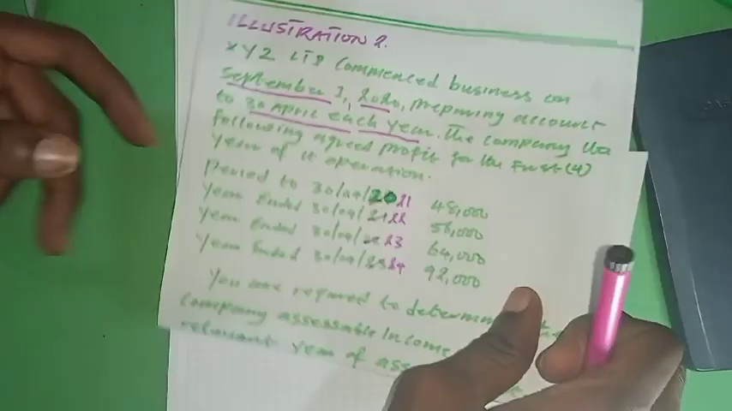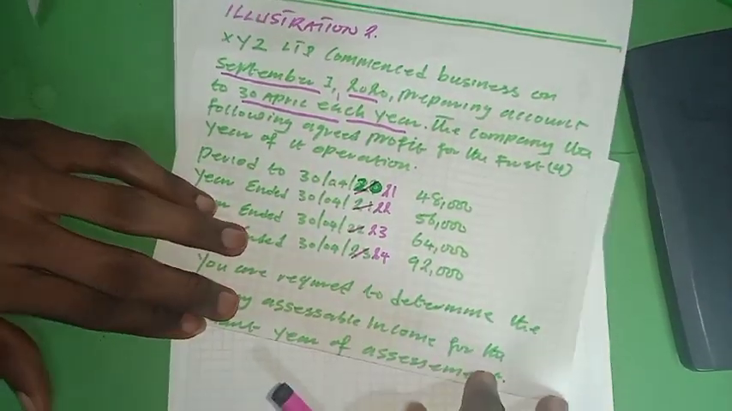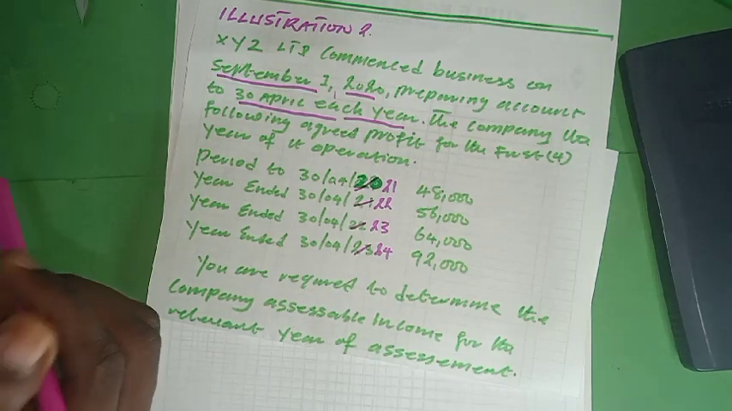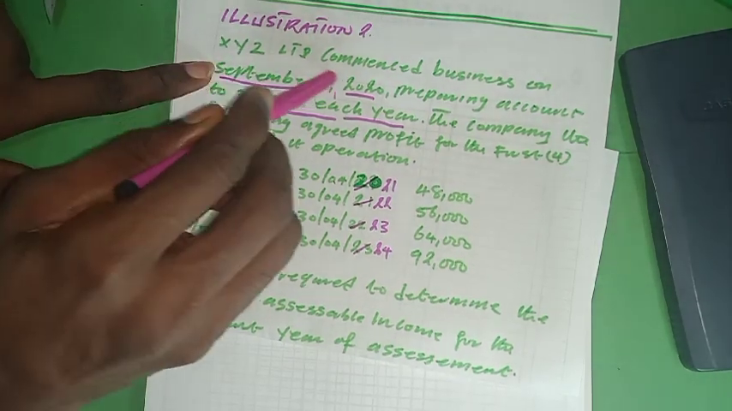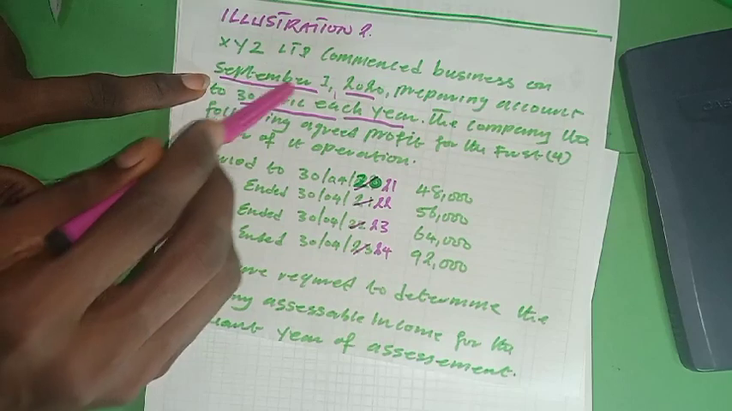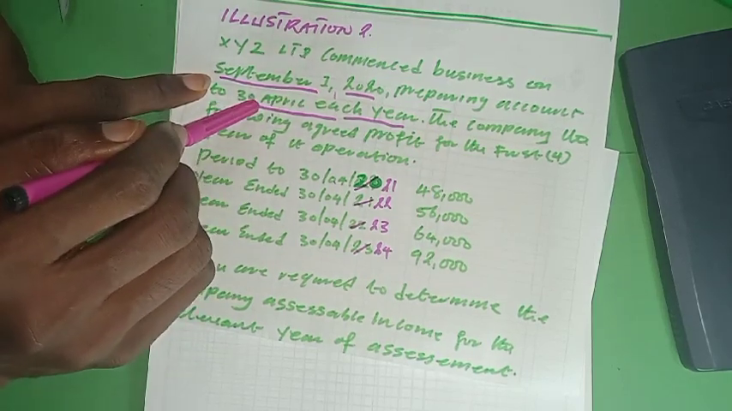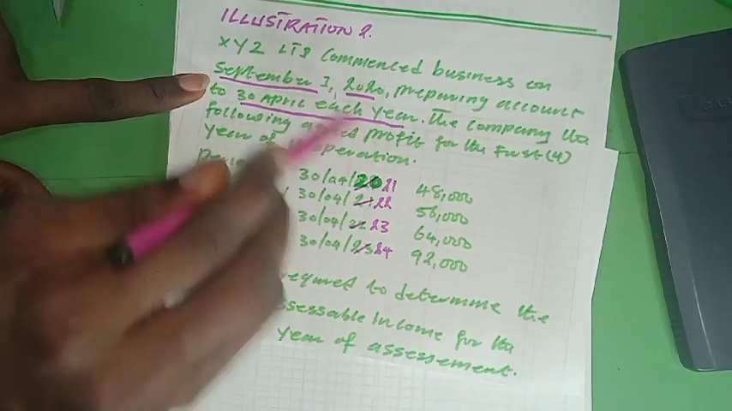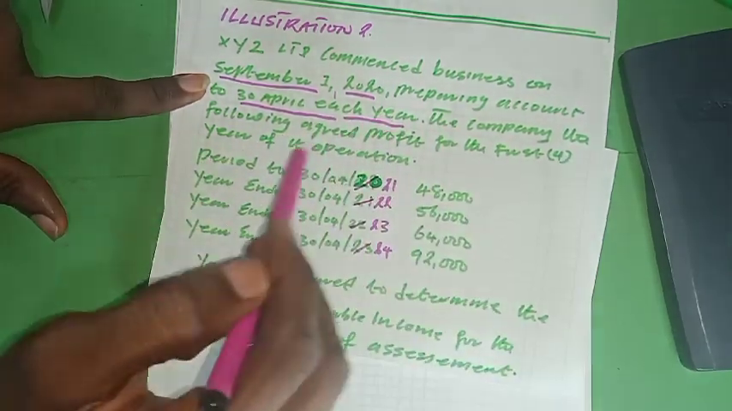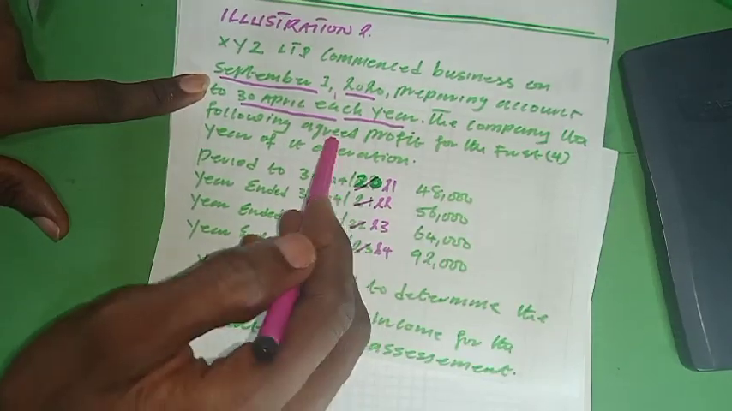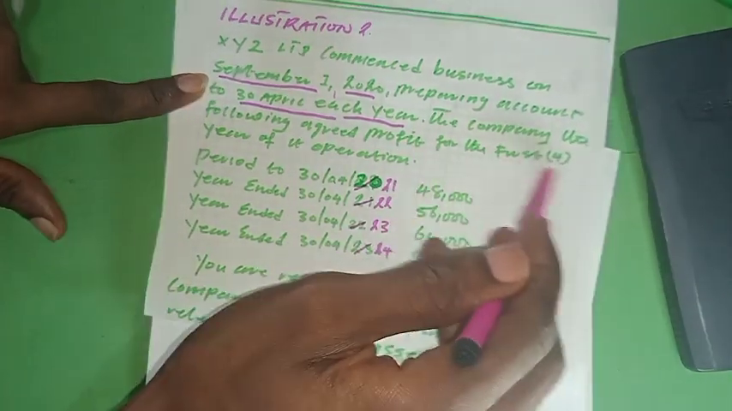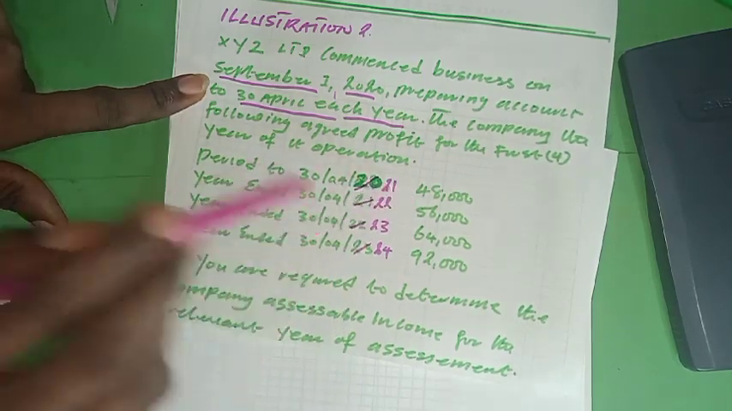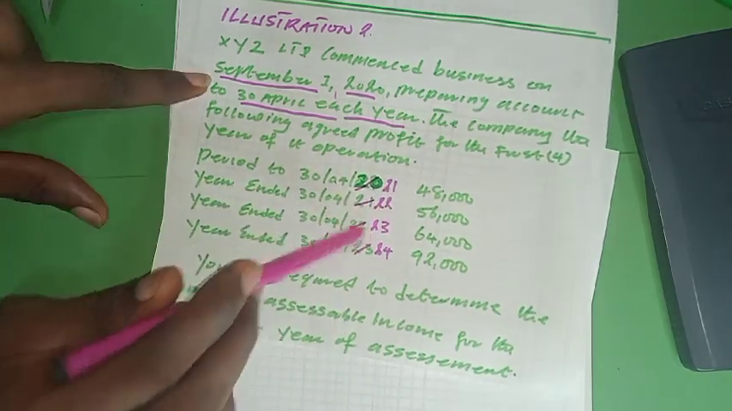Now this is the question. If you look at this question critically, let's read it. XYZ Limited commenced business on September 1st, that was why I underlined it, 2020, preparing account to 30th April each year. The company had the following agreed profit for the first 4 years of its operation.